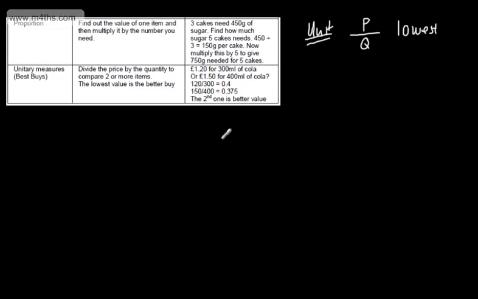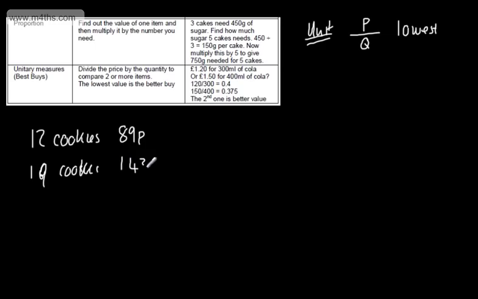So let's say I went in and there were some cookies. Okay, and the cookies, 12 cookies, and we'll make this quite hard. 12 cookies cost 89p. Okay, so 89p. Yet they had, let's say, 16 cookies. So, in fact, we'll make it 19, make it a bit messy. 19 cookies cost now £1.43, so 143p. Which is the best buy?